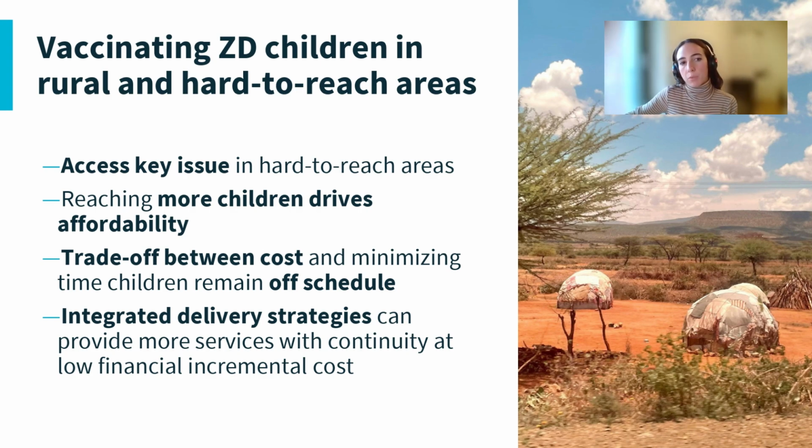So if these type of strategies were to be implemented more frequently, each session would reach fewer children and the cost per child reached would likely increase. The evidence also shows that integrated delivery strategies can reach zero-dose communities with multiple essential services, including immunization, in a more timely manner. While the overall cost of running these might be high, they deliver multiple interventions. And if we only look at immunization-specific costs, so only the incremental cost of delivering vaccines, then the cost per zero-dose child reached is relatively low.